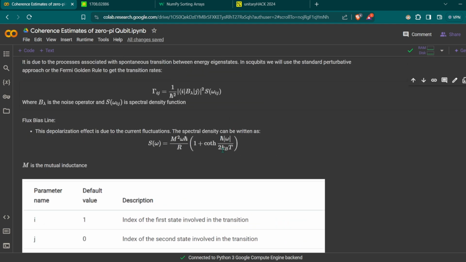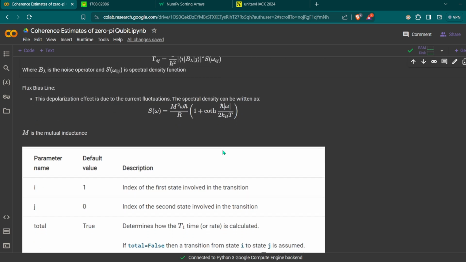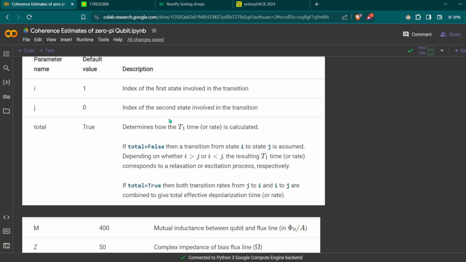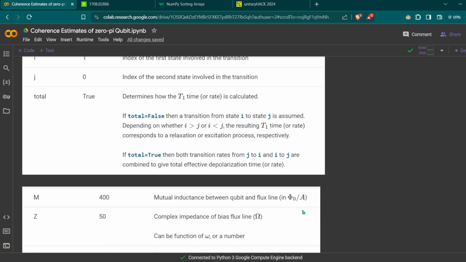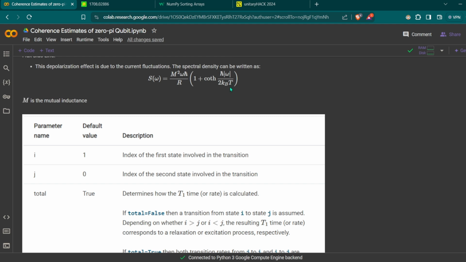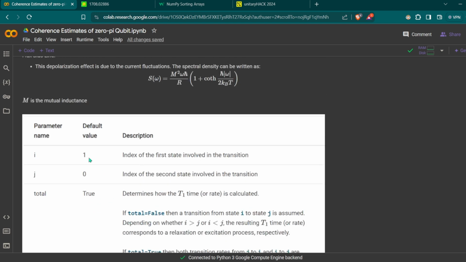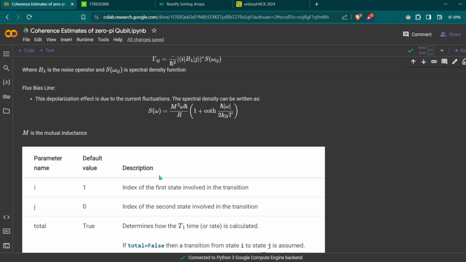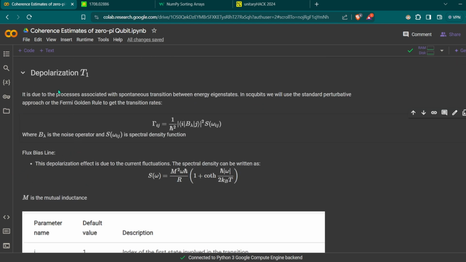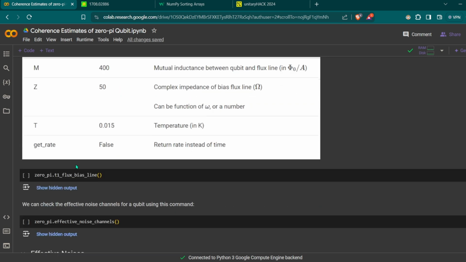So the kB, as we know, is the Boltzmann constant, and we are taking into consideration the value M, which represents the mutual inductance between the qubit and the flux line, and the capital T represents the temperature in Kelvin. So we know all these parameters, and we have the default values for them, and we can directly represent the transition by choosing the indexing using these values, that is i and j, and then we will get the flux bias line error, as in the depolarization noise in the particular qubit.